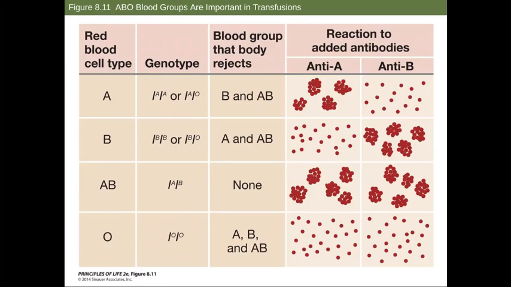So if we look at figure 8.11 on page 160 in your text, you can see a table explaining all of this. You have your four blood types right here. Of course, this is not including the positive or negative, the Rh factor, but we have the A, B, AB, and O blood types. We have the possible genotypes here, so IAIA or IAIO. We simply need one of those present. However, to be AB, we have to have one A and one B allele. To be O, we have to have two O's.